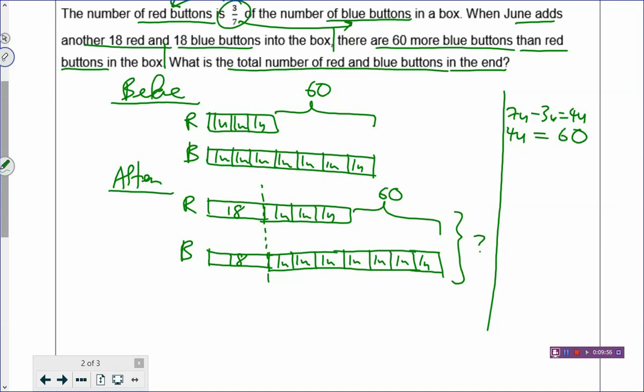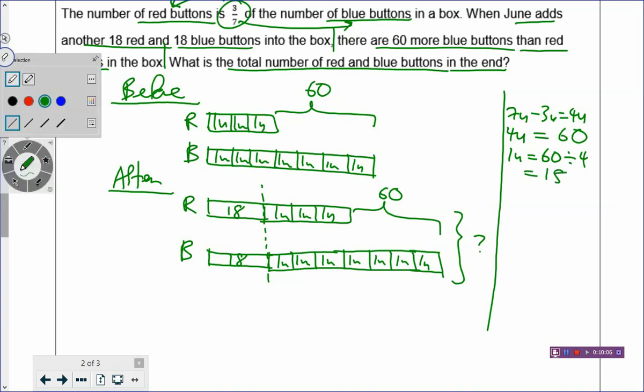And then you can find 1 unit. So your 1 unit will be 60 divided by 4. So your 1 unit is 15. And once you can find 1 unit, you can solve the problem. So you can find many things. You can find how many red over here and how many blue over here, right?